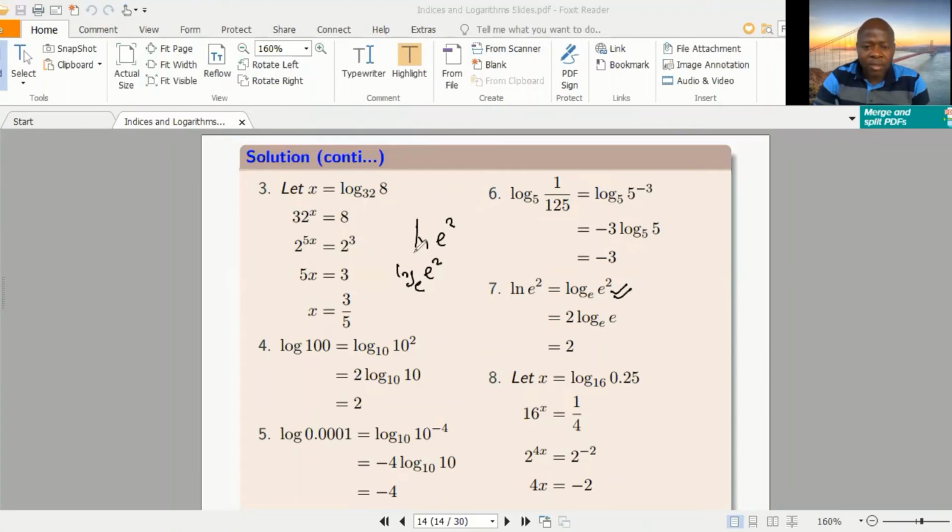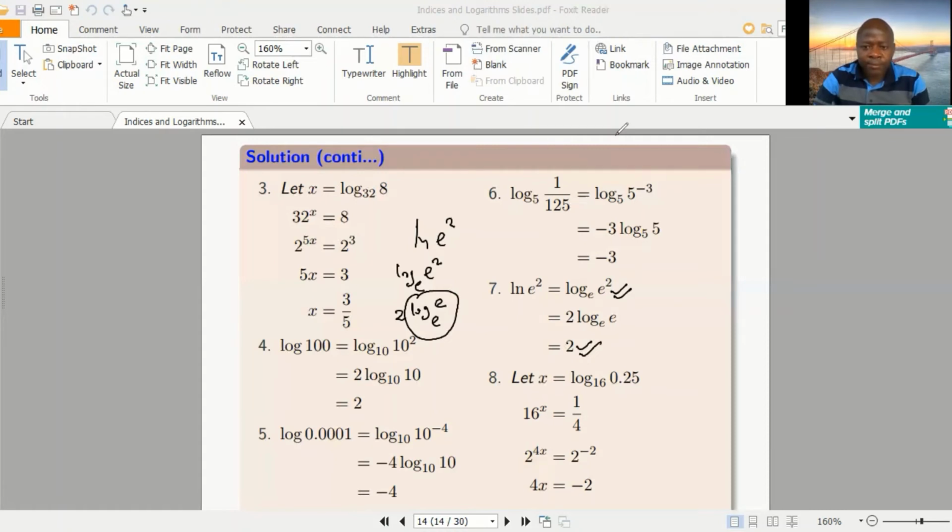So that means that 2 can come down, and we have the log of e to base e. This is a log of something to the base that is the same. So that means this is 1. That's why you get 2.